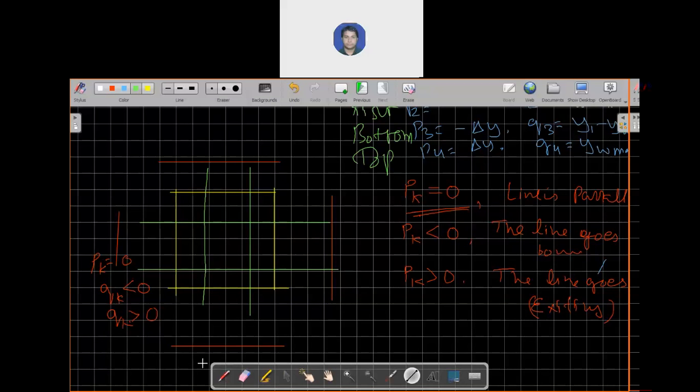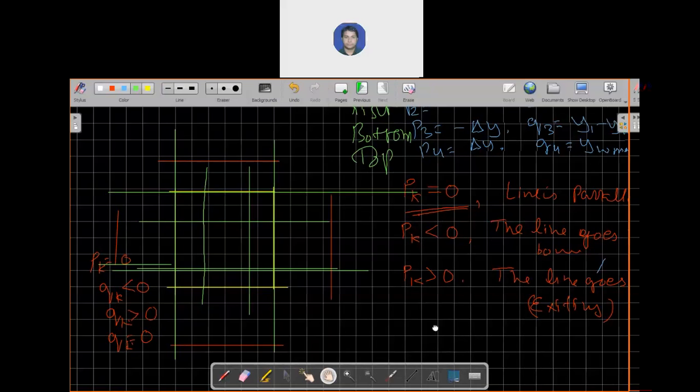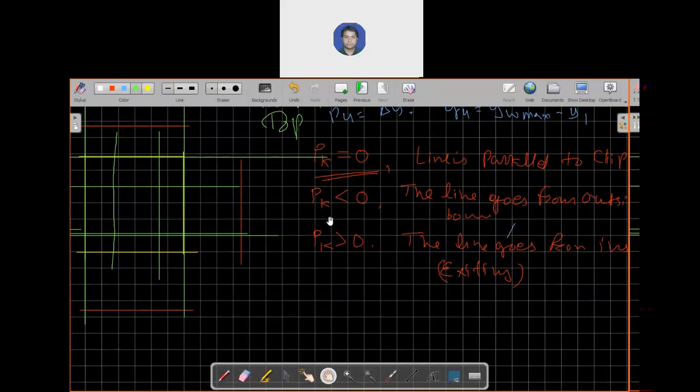If the value of qk is 0 and pk is 0 also, it means your line is passing through the boundary. It is not entering or exiting, it is passing on the boundary. This may be any position or any boundary's equation. Is it clear? Is it clear to all of you? Okay, so the first condition is clear, pk is 0.